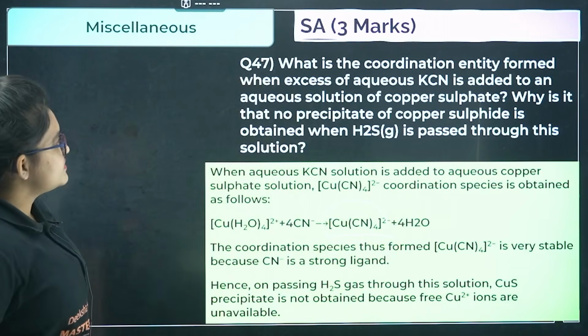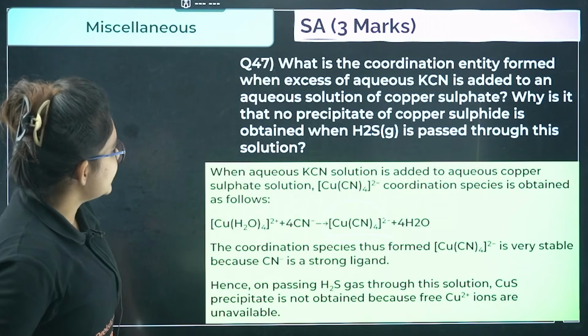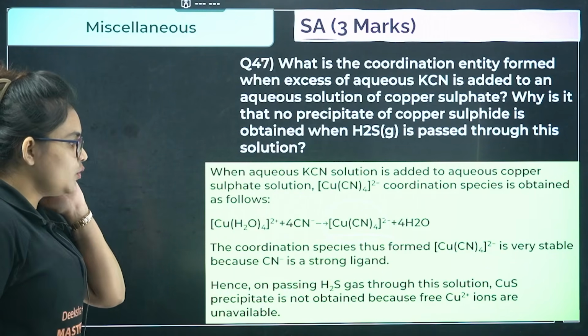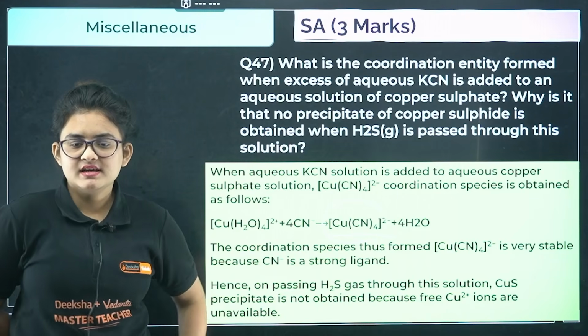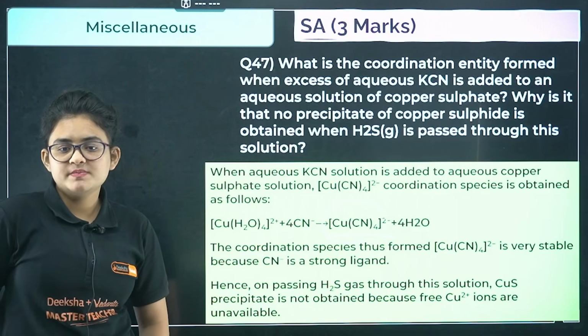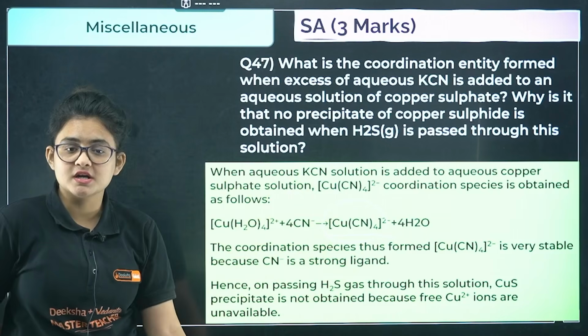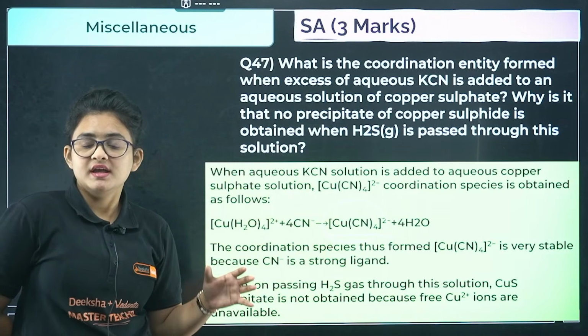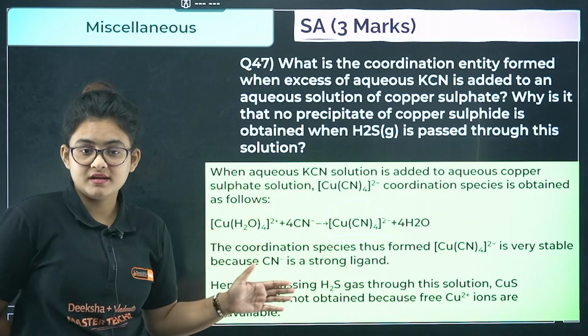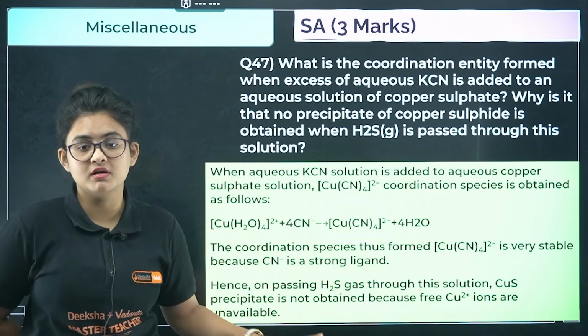The next part is why there is no precipitation. If you pass H2S gas, copper sulfide precipitate will not be obtained because copper is a part of the coordination sphere, and the coordination sphere does not dissociate, right? Hence you will not get copper sulfide.